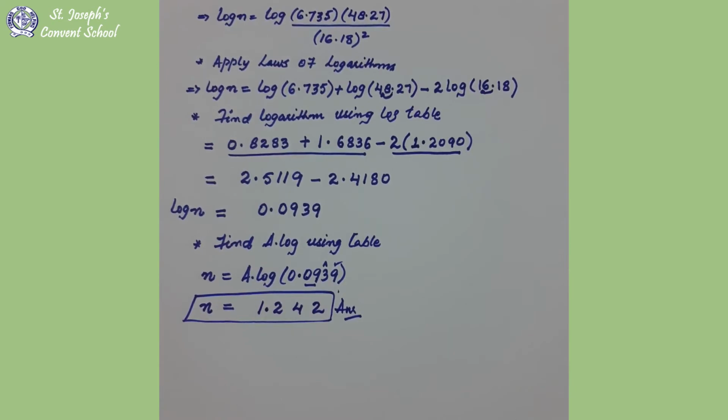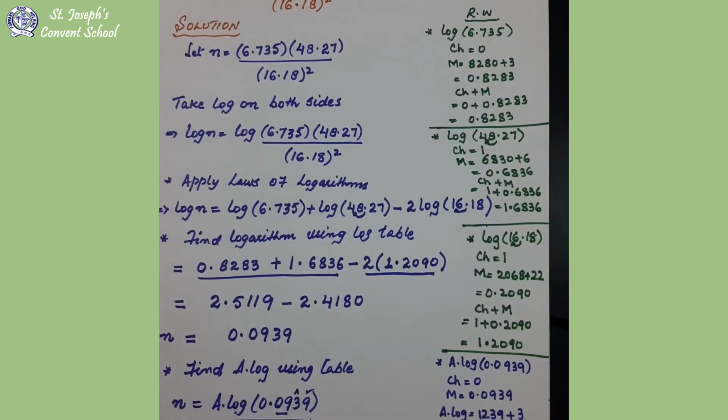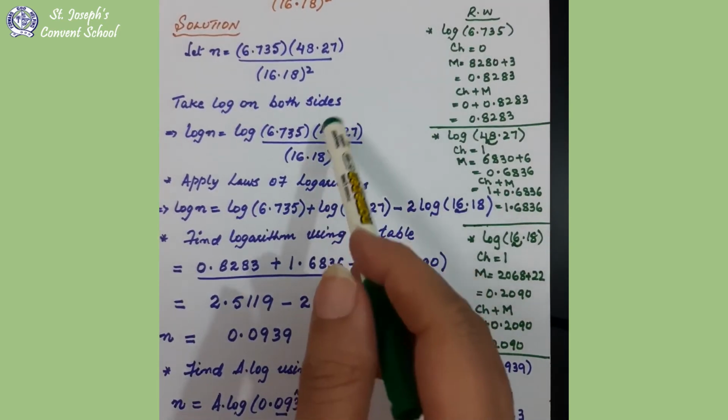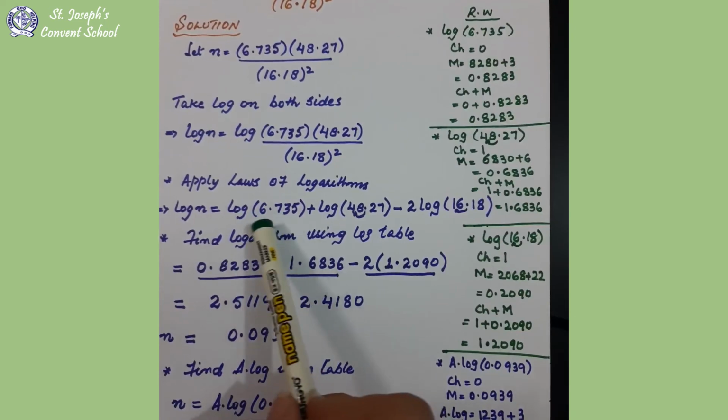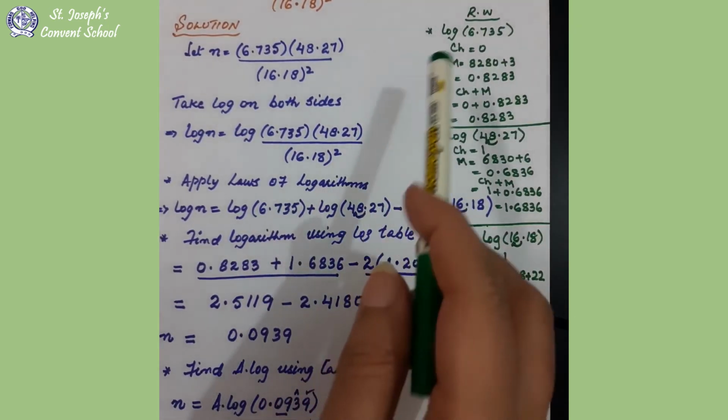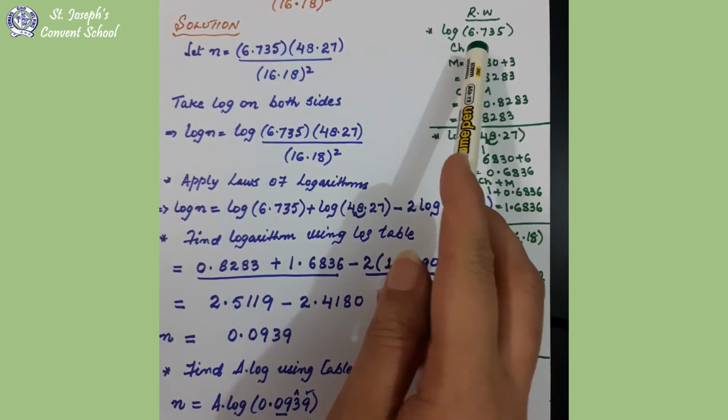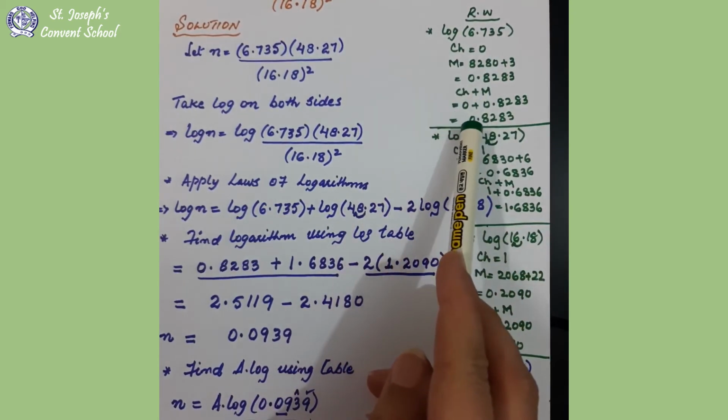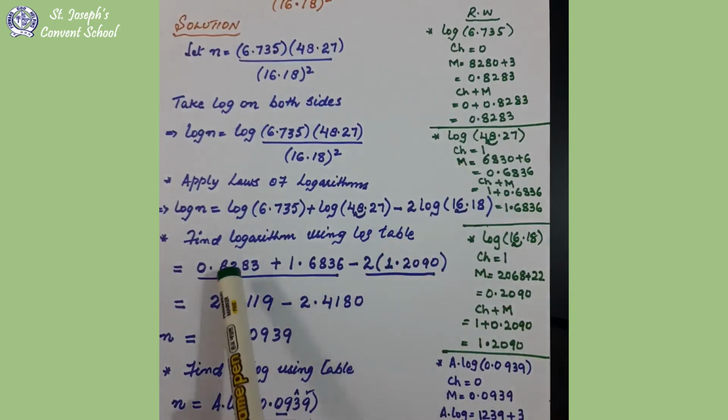I'll do the rough work also so that you can understand it. I'll just write it down, then you can check it yourself how to find the value using the log table, or you can do it like this directly. It's up to you how you want to do it. Now the rough work part is also done. You can check it with this value: 6.735 is the first value, characteristic and mantissa using the log table, and this answer 0.8283 is here.